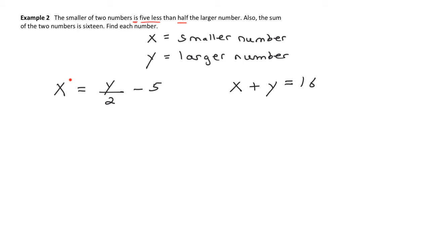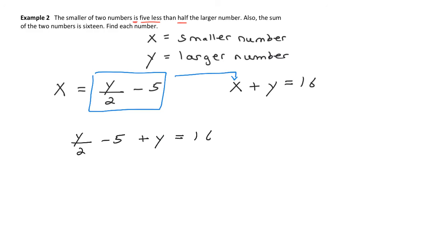So I see that x is the same thing as y over 2 minus 5, and x is sitting right here. What I'm going to do is take this x and replace it with y over 2 minus 5. So I'm taking this piece and placing it right here. If I write this as one equation, we get y over 2 minus 5 plus y is equal to 16. So again, it's this equation, but instead of x, I put y over 2 minus 5.